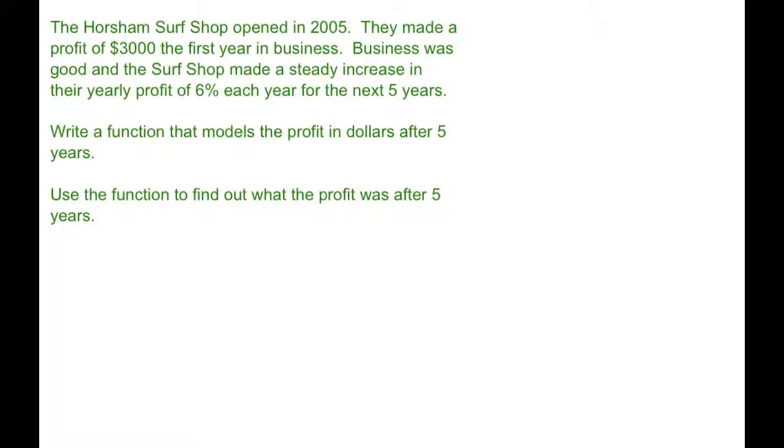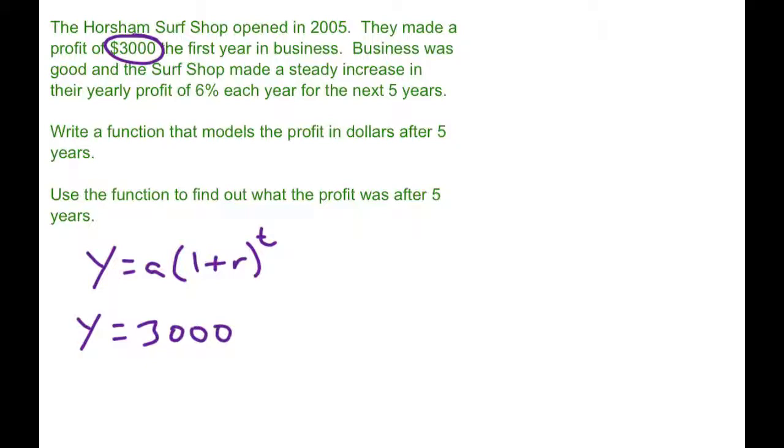All right, so I'm going to use my exponential growth model, y equals a times the quantity 1 plus r to the t power. A is that initial amount, and that's going to be our $3,000. That's what we started out with. That was the first profit. In the parentheses, 1 plus r, r is our growth rate, and that was 6%, but we're going to use a decimal, 0.06. And then to the t power, t is the number of years, and that was 5 years.